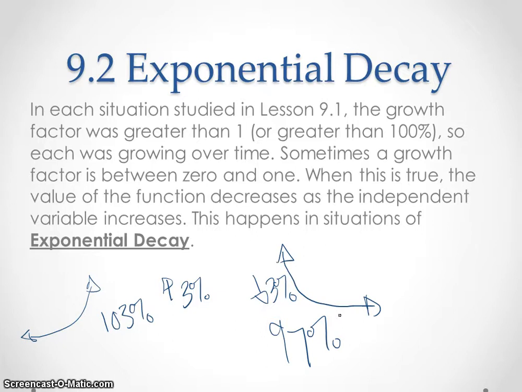Meaning we take that 3% off of 100, leaving us only with 97% of what we had left. So we're going down. This is what they mean by a growth factor being between 0 and 1, because this would be 0.97 if we wrote it as a decimal. So make sure you know it's either above 100% or below 100%. That would be the difference between growth and decay. That's why they say between 0 and 1, because if you write them as a decimal, that's where they're going to be. So the main difference here is now we're just getting rid of stuff rather than adding to it.